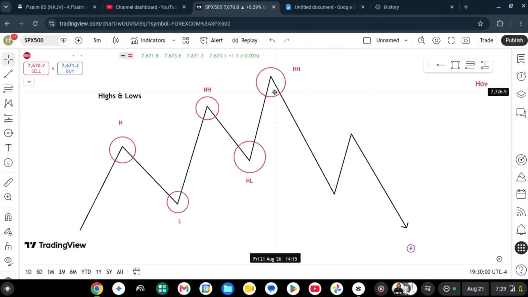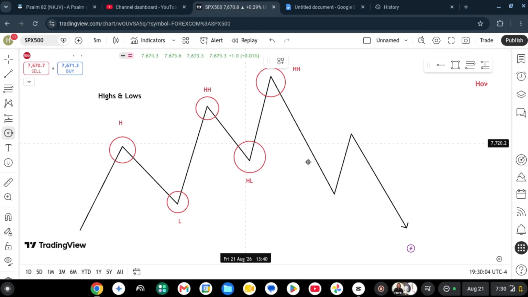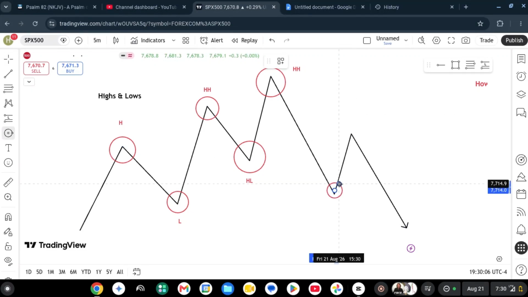And now let's see what happens next. We go down, we pivot up. So this is a low. But do we see something different now? This low is lower than this previous low. So naturally, we'd call this a lower low.